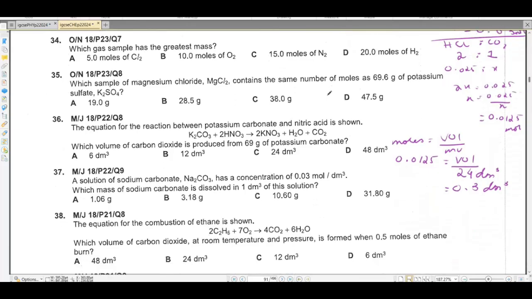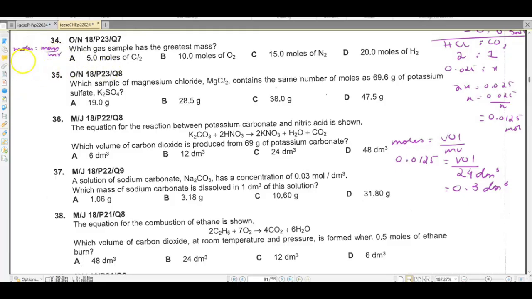Moving on to question number 34. Which gas sample has the greatest mass? Okay, we have these samples with us that are given in moles. So there is a simple formula that we have, which is moles is equal to mass by Mr. So we are going to use that.